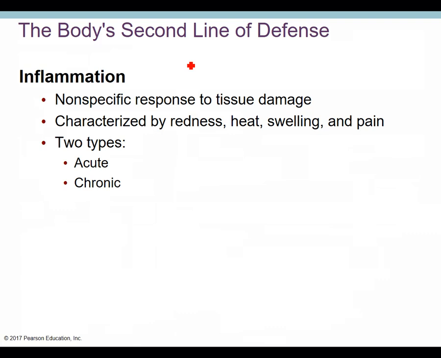Now, you typically will get what's called inflammation. That's a nonspecific response to some of the tissue damage that happens, not only as an effect of the pathogen, but also sometimes as an effect of the immune system attack on the pathogen. Sometimes you get some tissue damage, and that will trigger inflammation. Inflammation is when you have redness, heat, swelling, and pain in a localized area. There are two types of inflammation, and these are terms that we talked about before, acute and chronic.